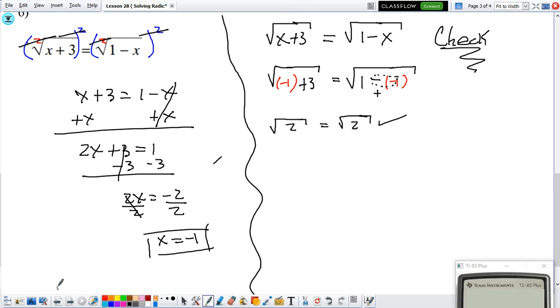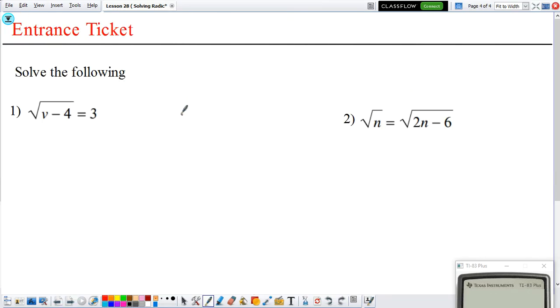Now, here we have your entrance ticket. Try to solve the following two equations here.